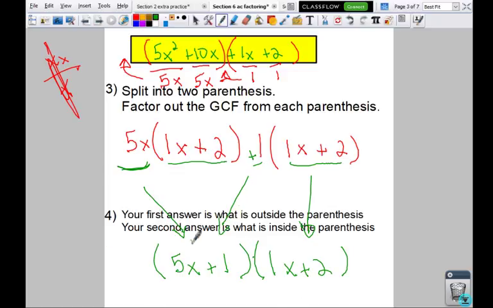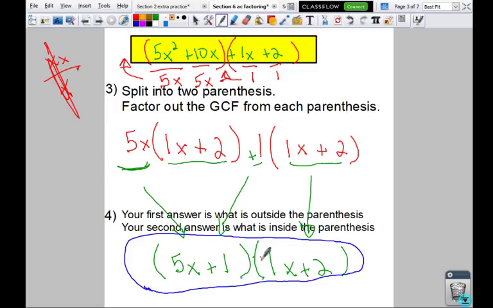So you guys have done all of this stuff before. We're just putting them all together into kind of long problems. And you will want to make sure you follow the steps. These steps will tell you what you need to do every time. So the second one just stays the same? Yep. That 1x plus 2.